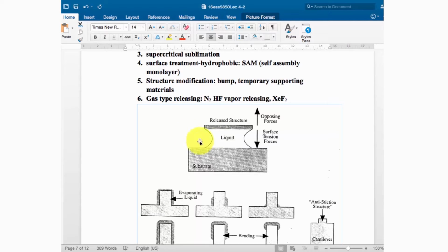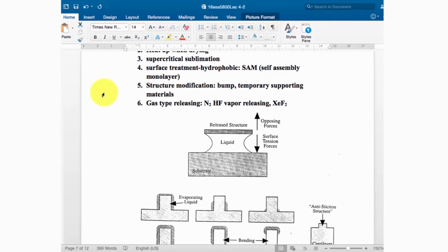So in this case, when you dry out, the water won't pull down the cantilever. Okay, you avoid the stiction problem. Okay, this is another way. So by using surface treatment, by using hydrophobic treatment, for example, you can treat using a surface monolayer.